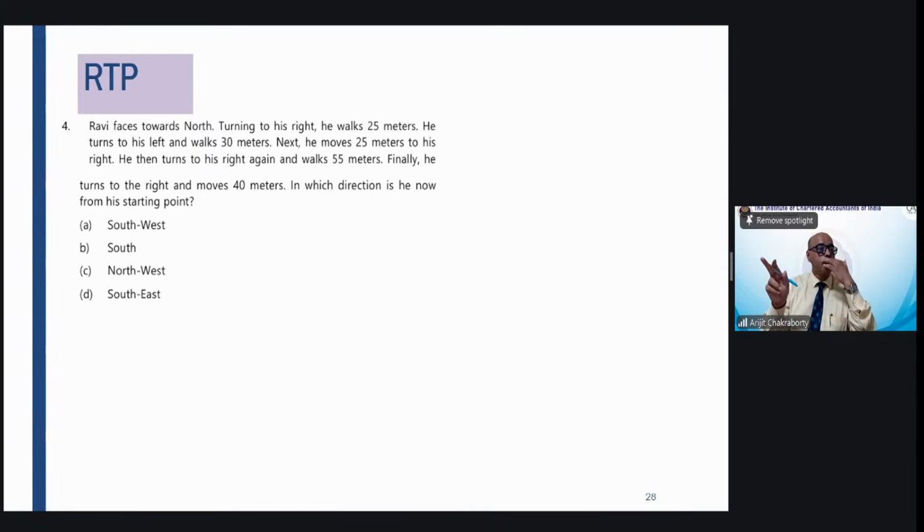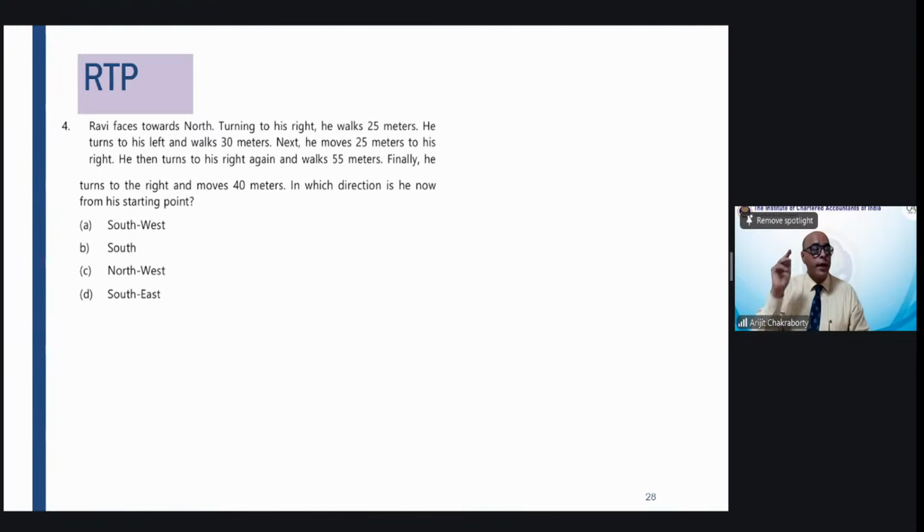Now he turns to his left and walks 30 meters. He is now moving towards the east. Again, he turns towards his left and walks 30 meters. So after walking 25 meters towards the east, he takes a left-hand turn, and now he walks towards the northern direction for 30 meters.